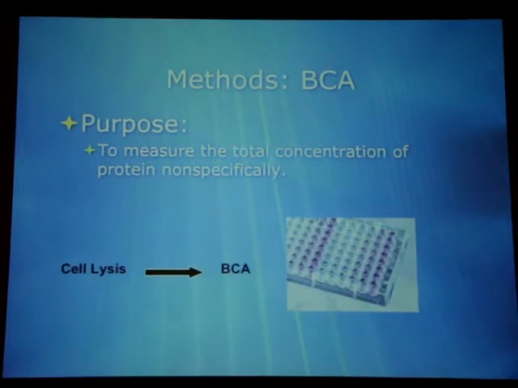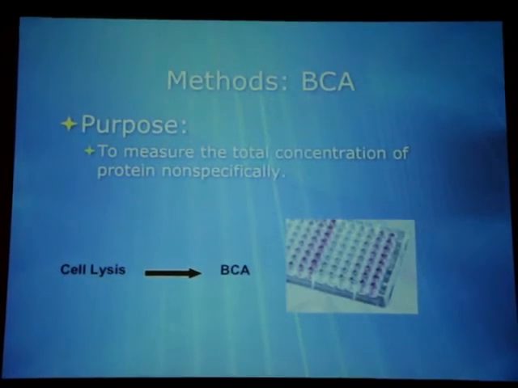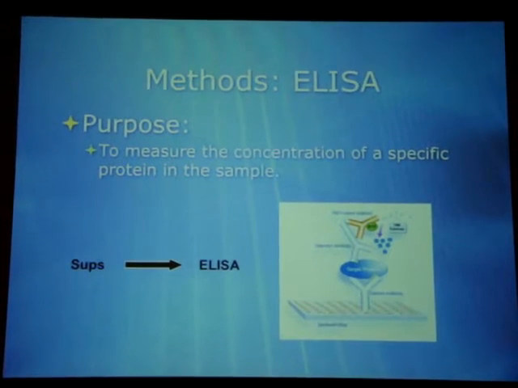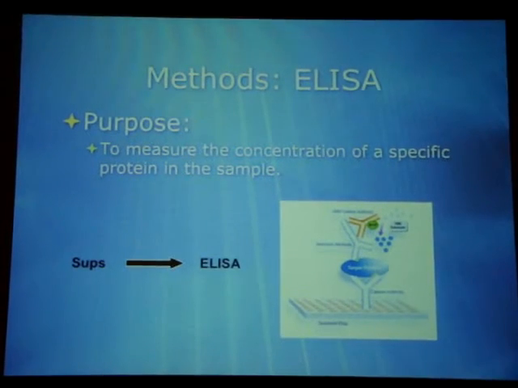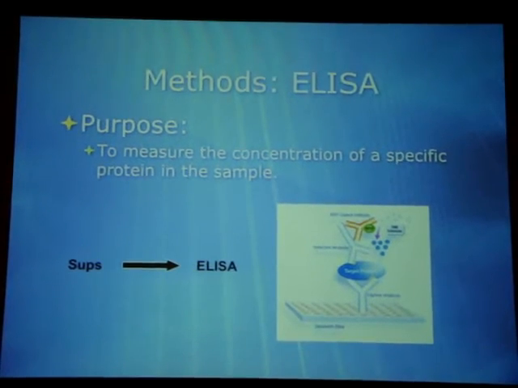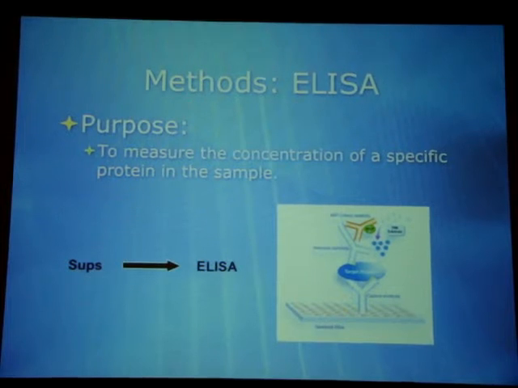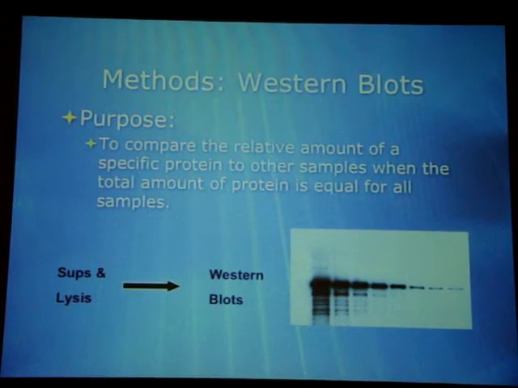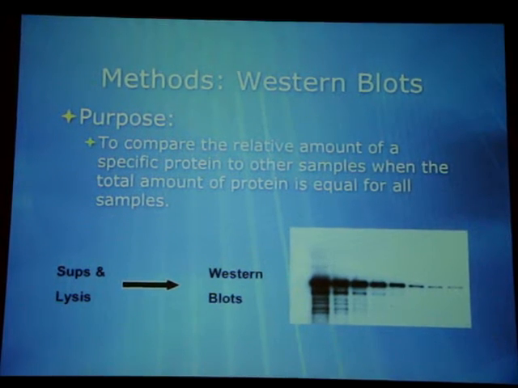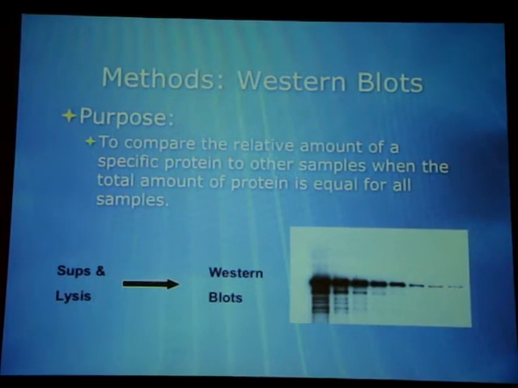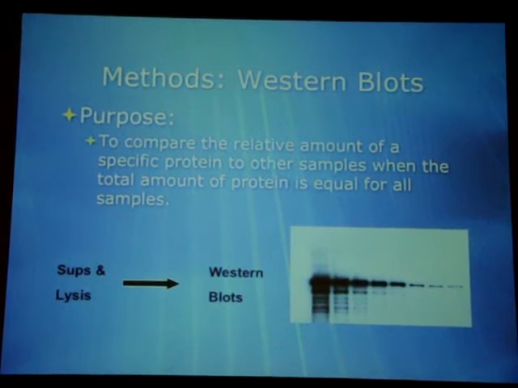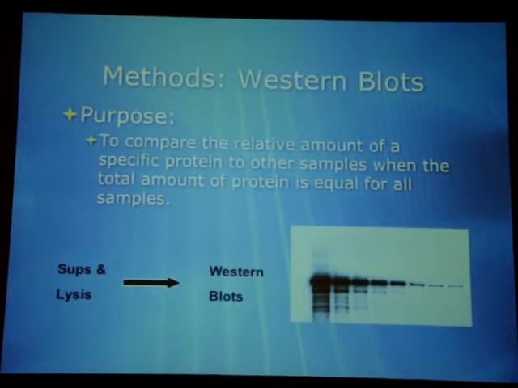The next step was to do a BCA, which is done on the lysates and measures the total concentration of protein in the sample. Next are the ELISAs, which is similar to a BCA, but is done on the supernatants and measures the concentration of a specific protein in a sample. Finally, there's Western blots, which compare the relative amount of a specific protein to other samples. And this is also very convenient when there is more than one form of a protein, say a pro and an active form.